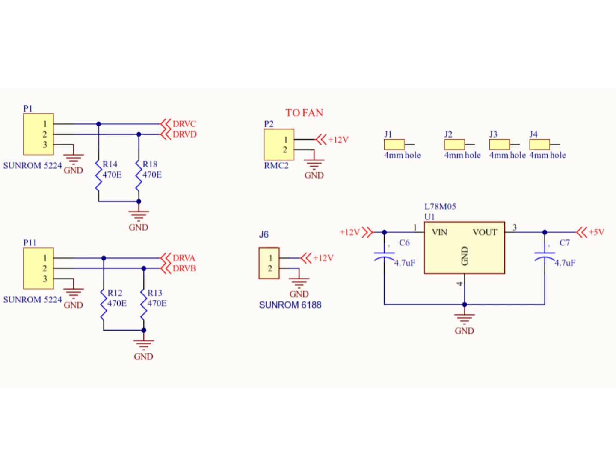These connectors bring in the gate drive control signals from the controller, such as an STM32. Signals DRVA, DRVB, DRVC, and DRVD correspond to the 4 switches of the full H-bridge. Each of these control inputs is provided with an external 470 ohm pull-down resistor to ground.